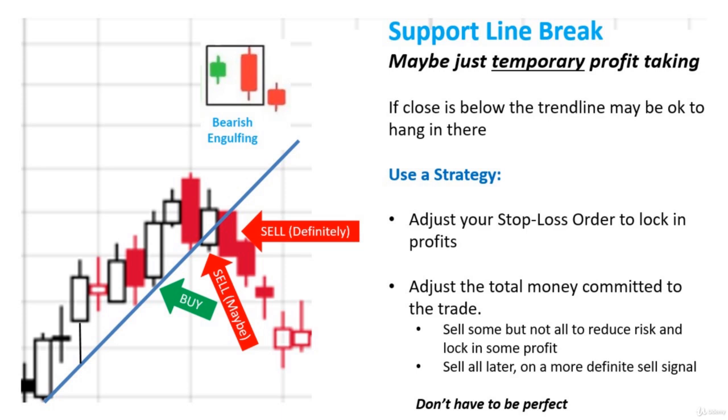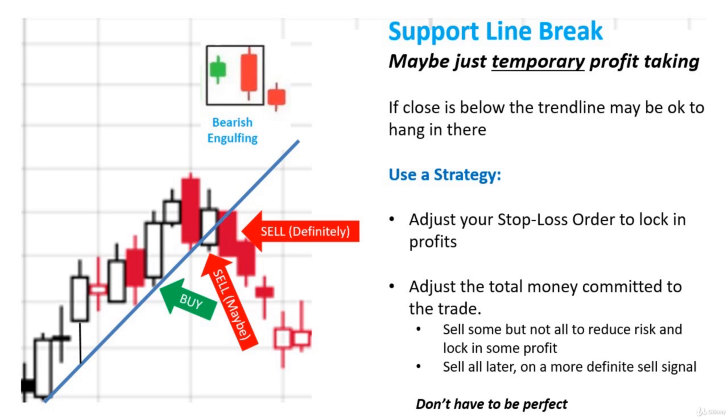The other thing you can do, like in this example, is adjust the total amount of money committed to the trade. So let's say we bought in here at a certain amount, and we could say, okay, we're seeing some bearish signs, we're seeing support line breaks. Instead of selling everything, maybe what we do is we sell some, but not all of it, to reduce the risk and lock in some profit. And then we can sell all of it later on as we get a more definite sell signal as it starts to make that turn.